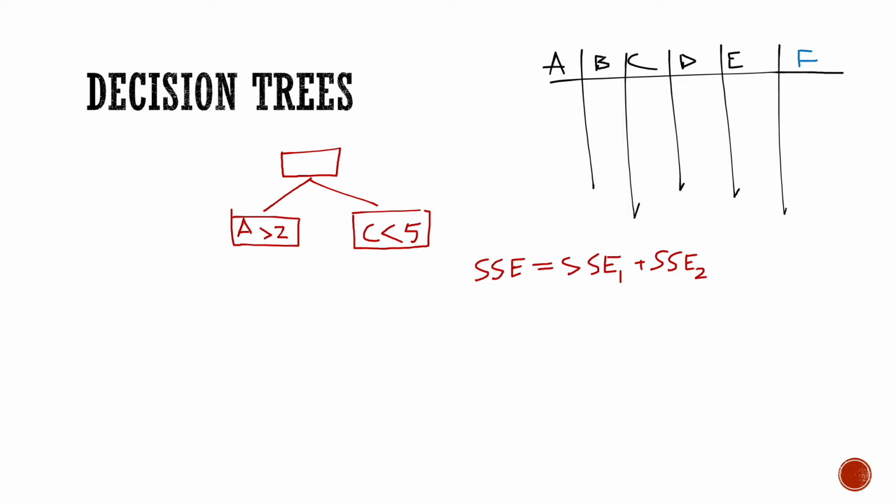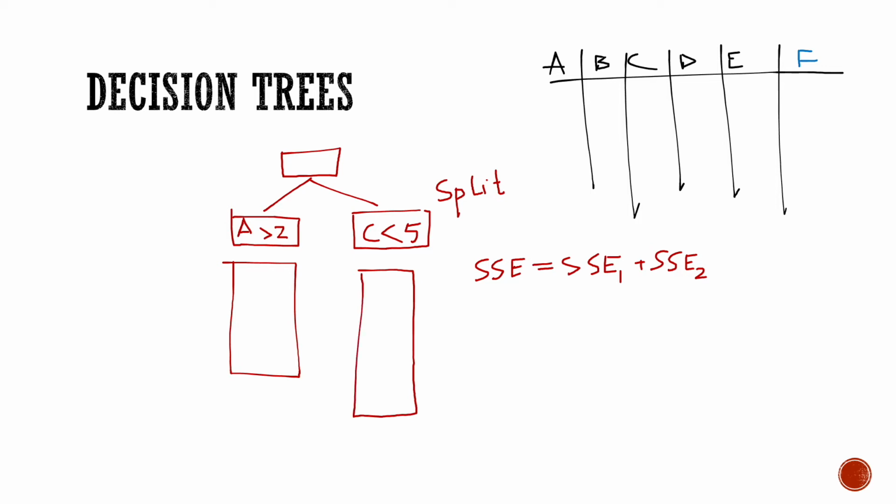Based on this fact that we are going to minimize the sum of square errors, we will create these branches. These branches that we have created are known as splits. So we are basically splitting the data. Under this we now have one set of data, and under this we have another set of data. The amount of data in both the splits may be different.